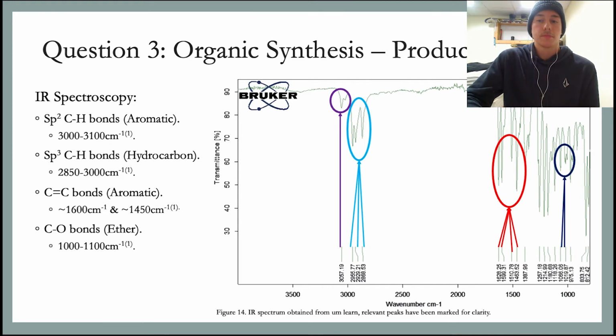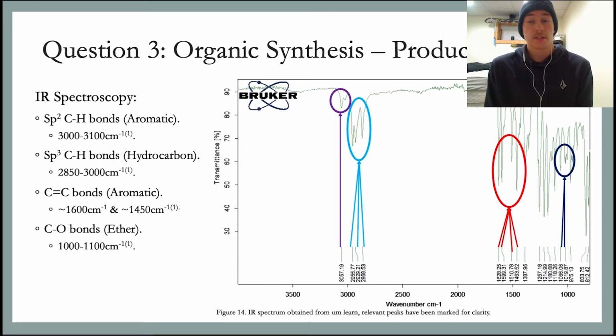Next we see 4 important signals that indicate that there are 2 aromatic rings. Aromatic rings show up as 2 signals, one around 1600 and one around 1450, and we see 2 sets around those numbers, which indicates that there are 2 aromatic rings, which in this case would be the naphthalene component with those 2 aromatic rings.